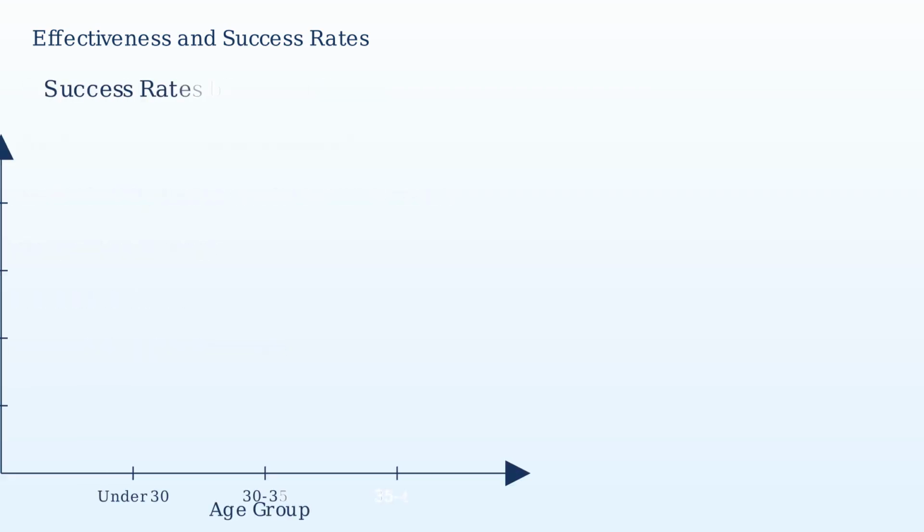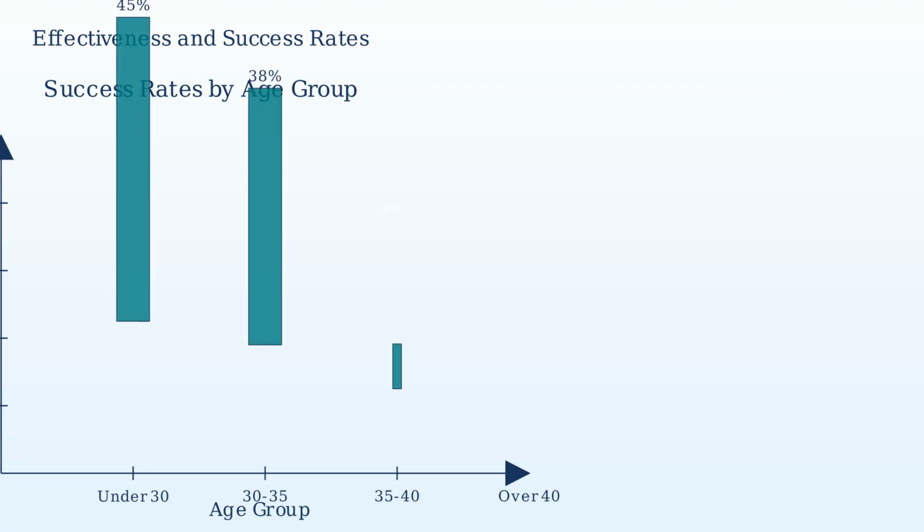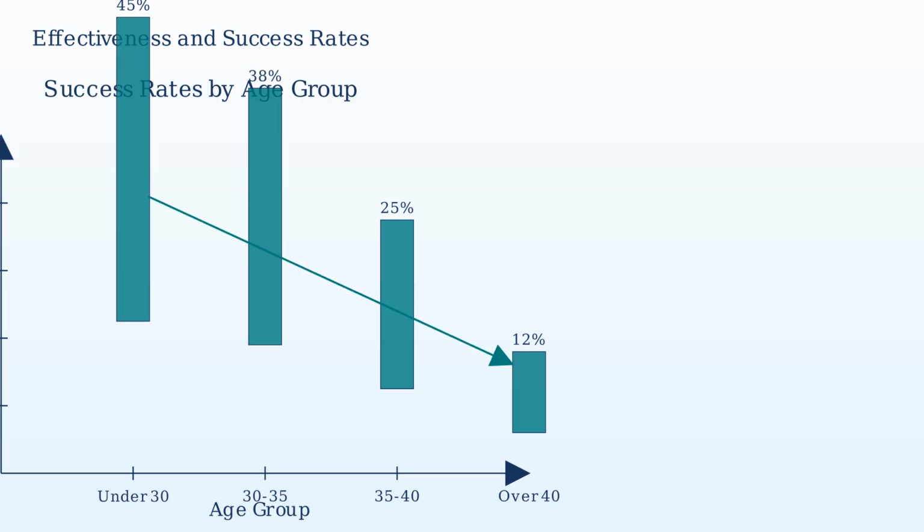Age has a significant impact on Clomid success rates. Let's look at how pregnancy rates vary across different age groups. Women under 30 have the highest success rates at approximately 45%, while rates decline to around 12% for women over 40.